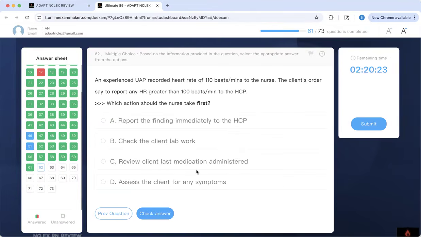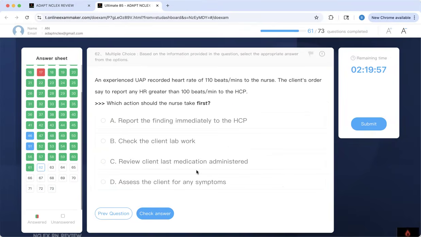An experienced UAP records a heart rate of 110 for the client. The client's order says to report any heart rate greater than 100 to the healthcare provider. Which action should the nurse take? Report the finding immediately to the healthcare provider. Check the client's lab work. Review the client's administered medications. Assess the client for any symptoms.